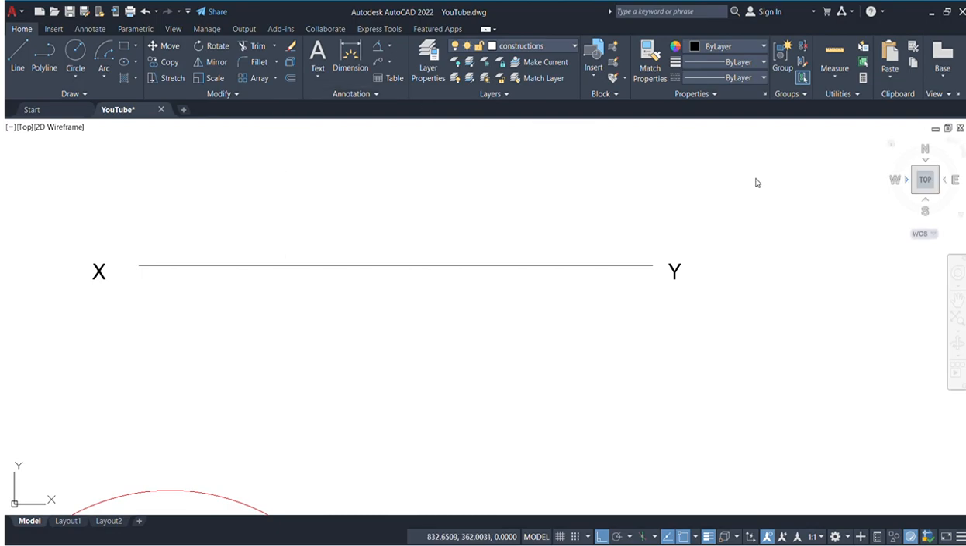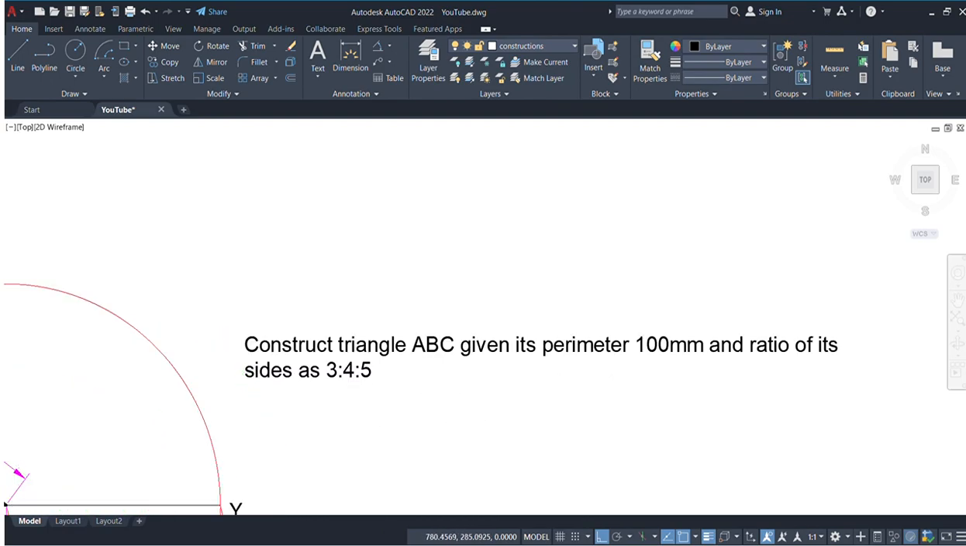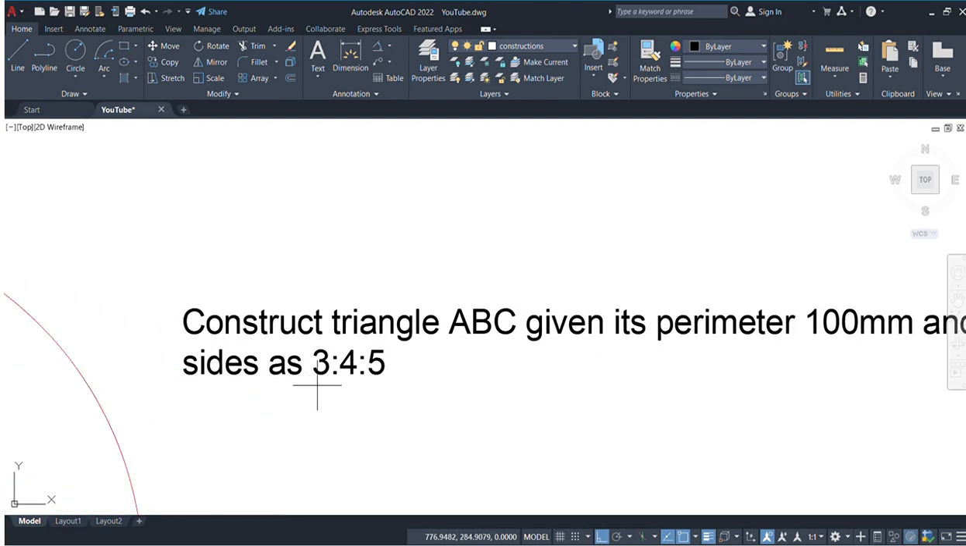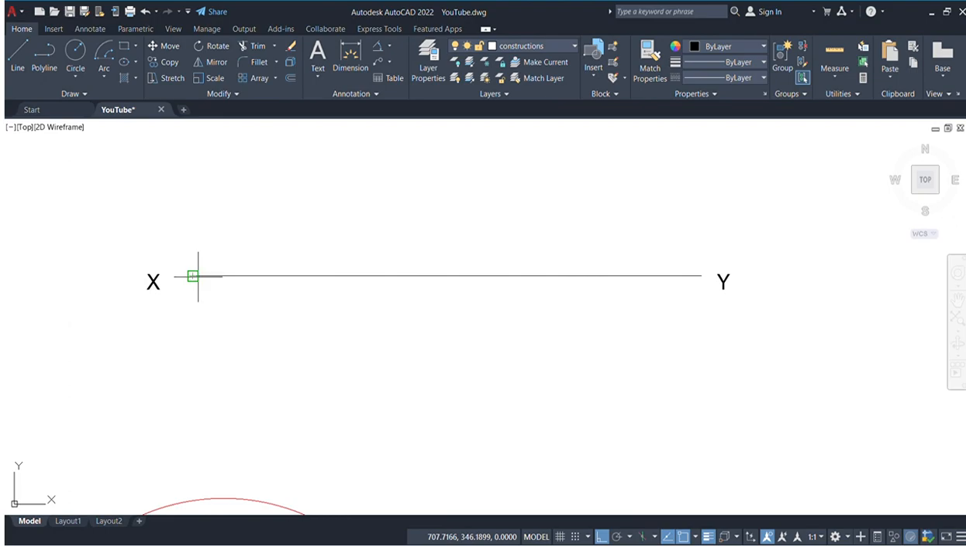Then the next thing, divide this line XY in the ratios you are given. So divide this line into 12 points. If you add the total of these ratios, 3 plus 4 is 7, 7 plus 5 is 12. So divide this line into 12 points. If you don't know how to divide a line into a required number of points, kindly check on my previous videos. We did that.